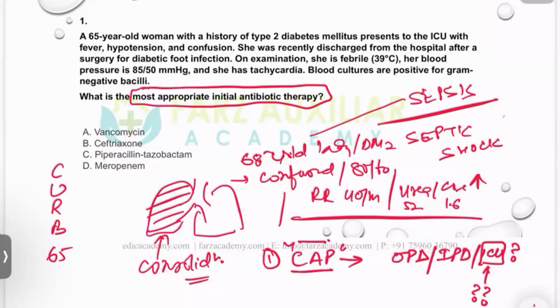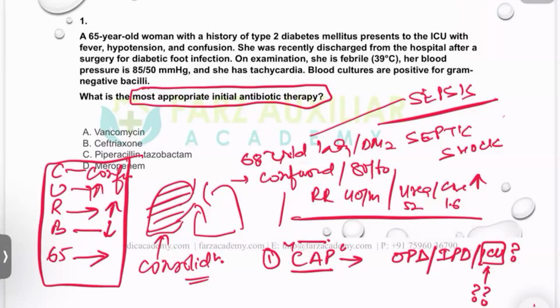Confused. Urea, I've not seen urea. Urea is 52, which is more than 20, I think more than 50. And hypotension, and the age more than 65. So we have a patient who, by criteria, has a 100% chance of mortality.